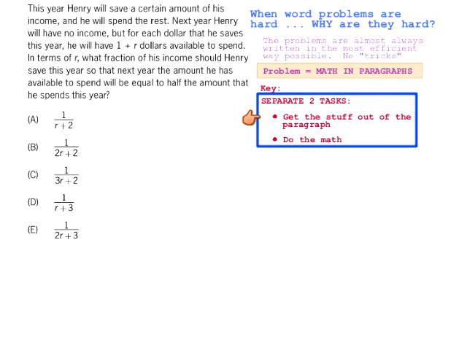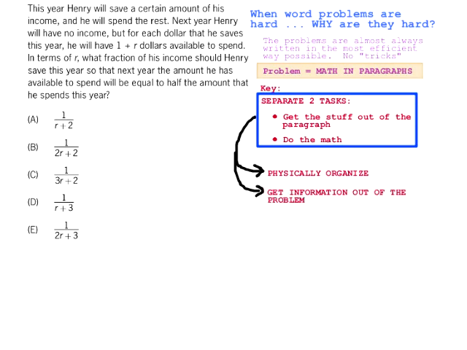People don't do that. But the stuff that people do when there are word problems sort of resembles making half a spreadsheet, or not even making a spreadsheet and then just trying to do stuff. It's a lot harder. So to make our lives easier here, we want to not do any math until we have everything pulled out of the paragraph. So that means we need to do two things. We need to physically organize, and then we need to get the information out of the problem before we start doing any math on the problem.